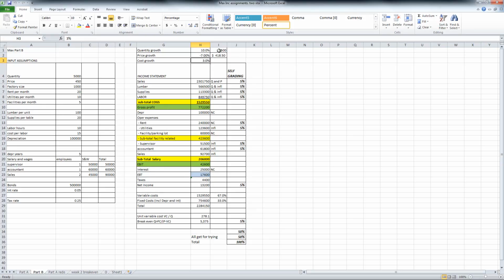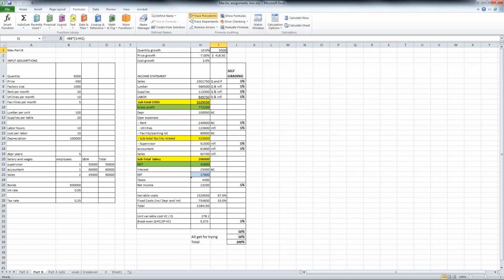So in order to calculate the new quantity, we have to account for obviously the growth rate, 10%, and the original quantity, so now it is 5,500. For price, we are taking the old, but we're reducing by 7%. Instead of 450, we'll sell it at $418.50. 3% is the growth rate number they gave us. So now we have to calculate each one of them.